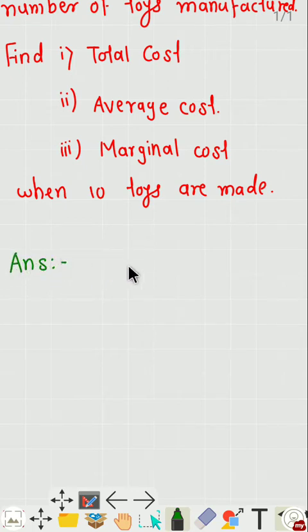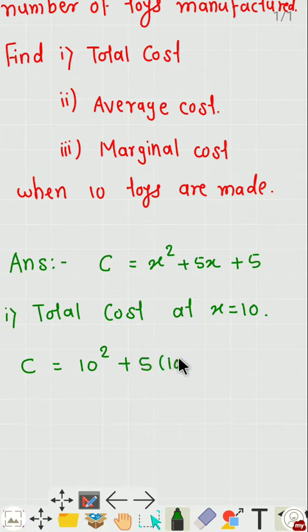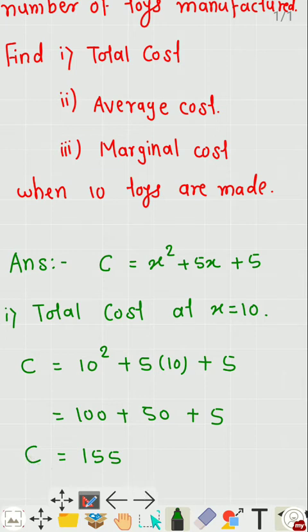Answer. First of all, we write what is given to us. We have a cost function, x square plus 5x plus 5. First we have to find the total cost at x is equal to 10, where x is the number of toys made. So total cost C is equal to 10 square plus 5 into 10 plus 5, which is 100 plus 50 plus 5. So total cost C is 155.